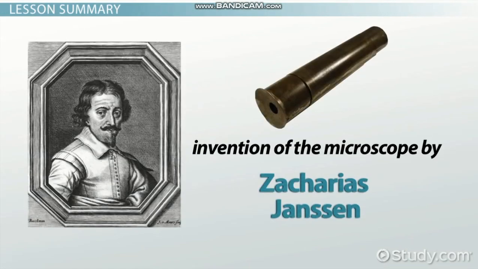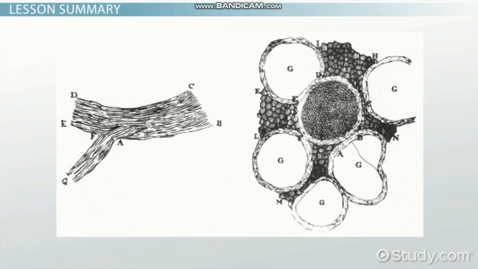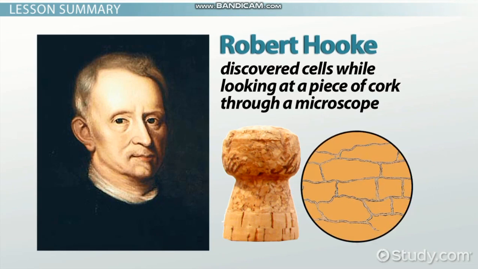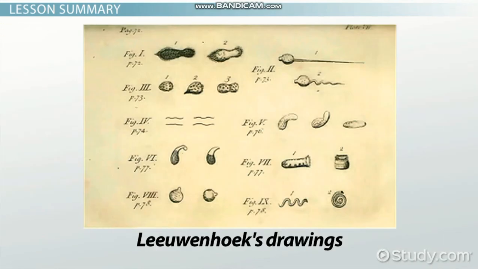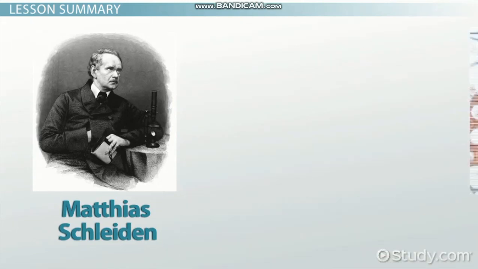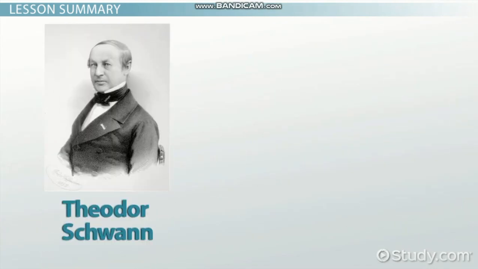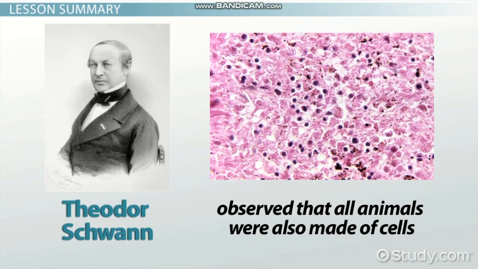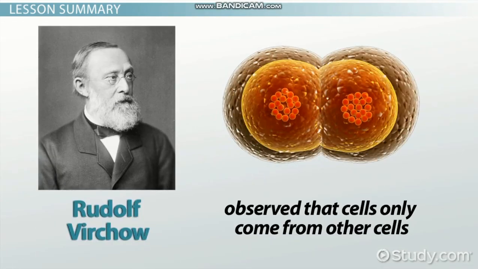With the invention of the microscope by Zacharias Janssen, scientists found a new way to investigate the world. Robert Hooke discovered cells while looking at a piece of cork through a microscope, and Anton van Leeuwenhoek observed the first living cells. This paved the way for modern cellular science. Three scientists are credited with the development of cell theory. Matthias Schleiden observed that all plants were made of cells. Theodor Schwann observed that all animals were also made of cells. And Rudolf Virchow observed that cells only come from other cells.